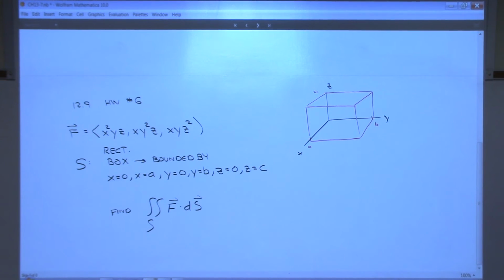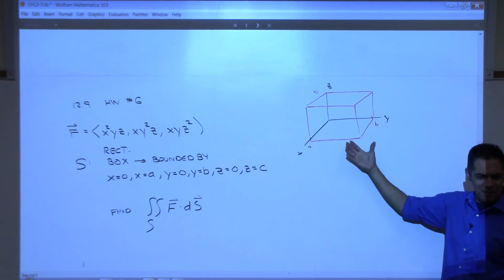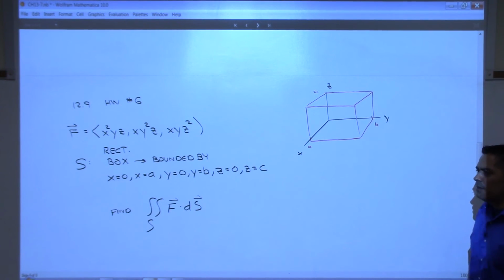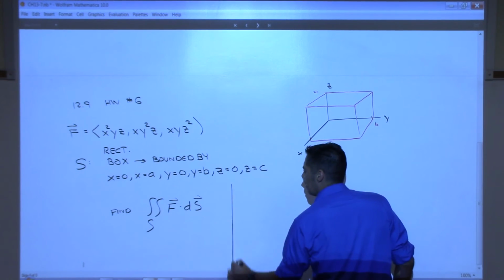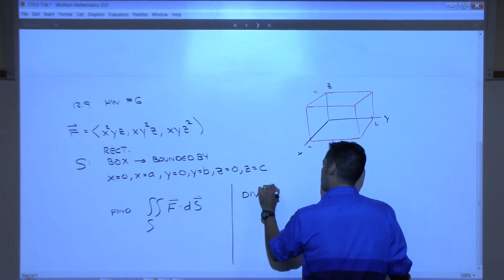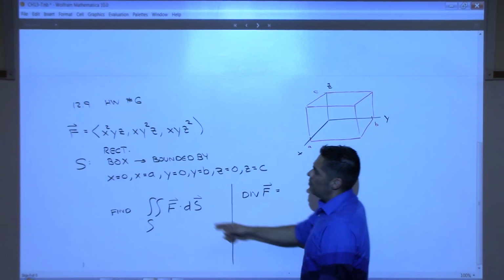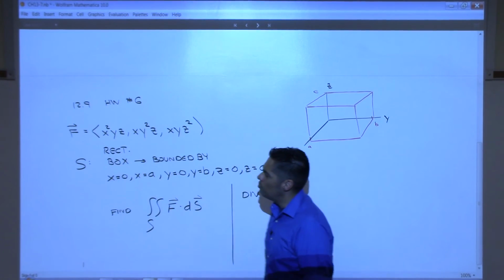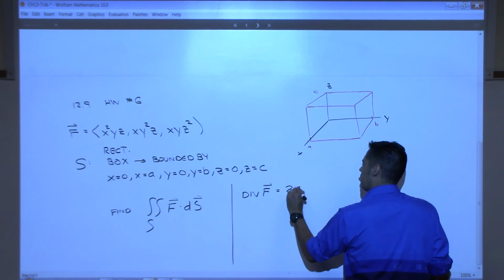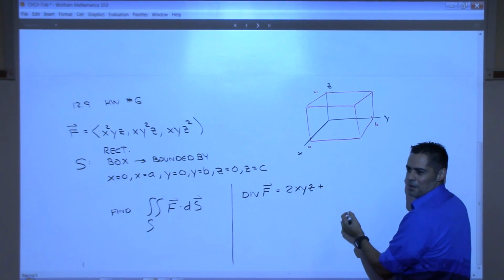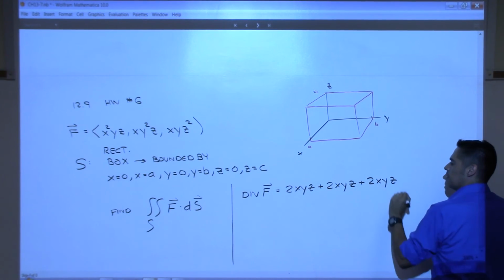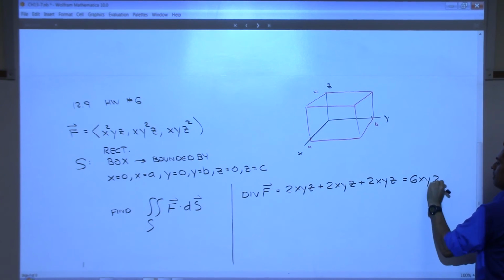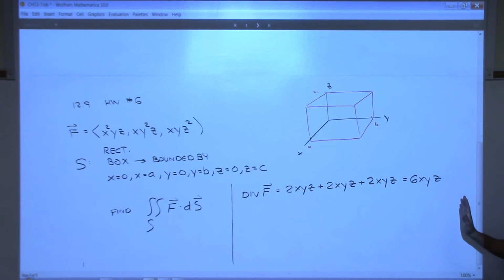Automatically, we're thinking this is better off as a divergence problem, right? Because that is very simple to figure out what the restrictions on X, Y, and Z are. But the div is what we still need to figure out whether or not we want to mess with. So what is the div of F here? The derivative of that with respect to X is 2xyz, plus another 2xyz, plus 2xyz, which is 6xyz. That seems like something I don't mind integrating.